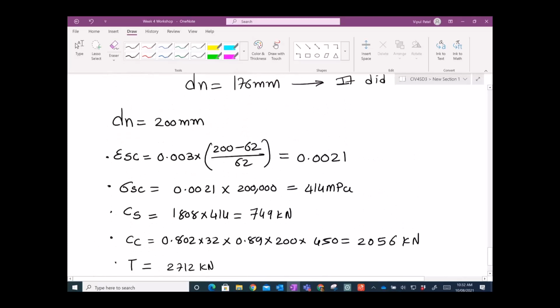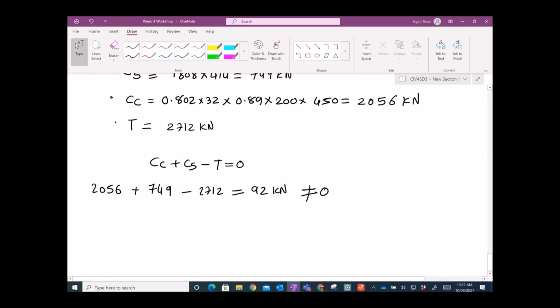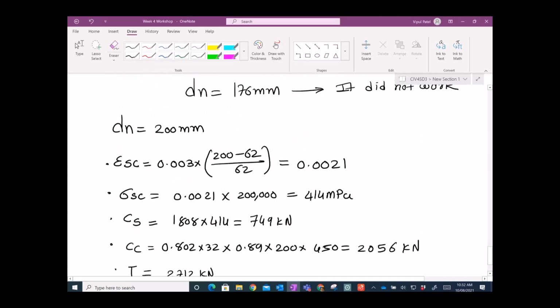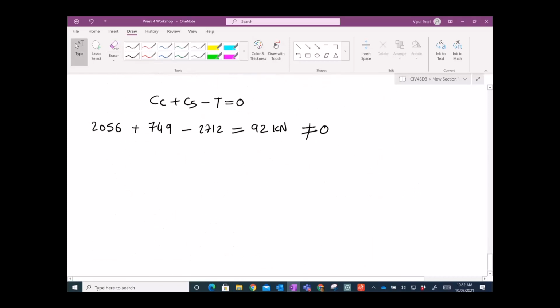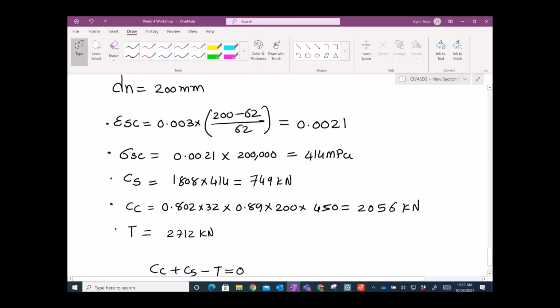So 200 did not work out, right? Now you remember that if you go on the negative side, then it would be good. So let's go down, right? Because this will give you positive, this will be almost 0. So let's try dn equal to 190 millimeters. Now if you try 190 and try again here, let's change it to this one, 190.